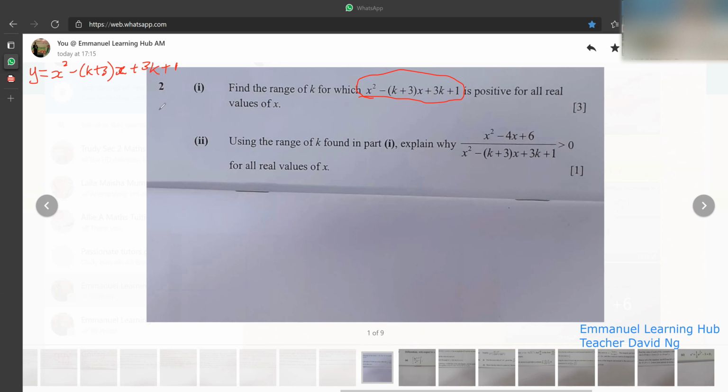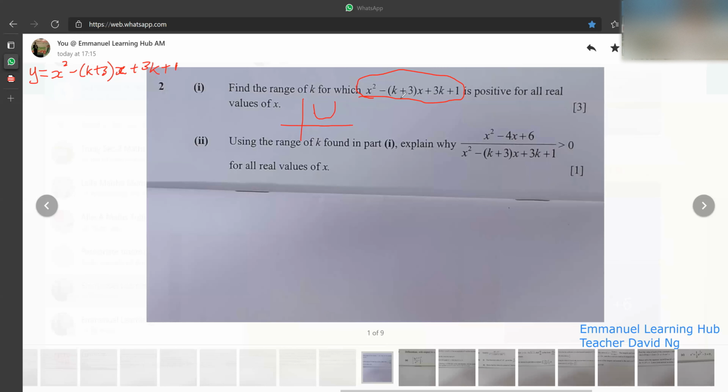And you know that for this equation, because it is positive x squared, it's a U-shaped curve. It's going to cut these 2 points, which are the roots. They ask the range of k for which this is positive, so they want it to be positive. Therefore, the graph will look like this.